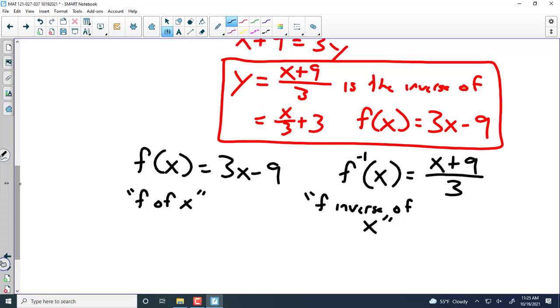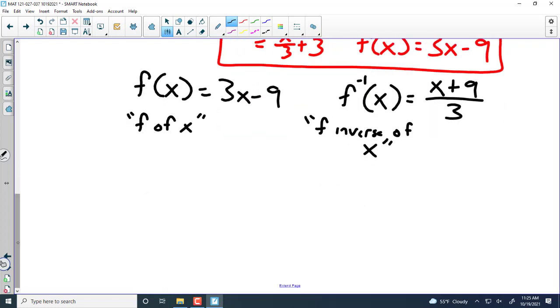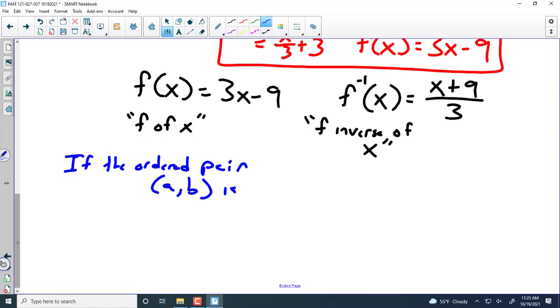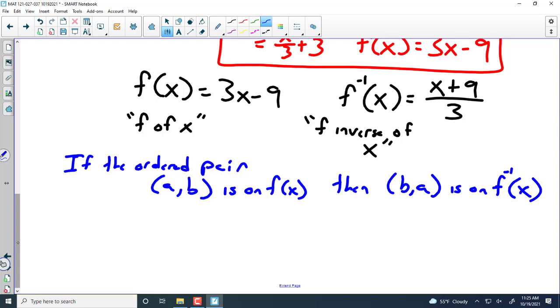And this is a way of telling people that we know, the mathematicians, we know that these two functions are inverses of each other. They're not just any two functions. They are inverses of each other. In other words, if the ordered pair (a, b) is on f of x, then (b, a) is on f inverse of x. We're telling people that we know that every single ordered pair on one of them has the swapped version on the other one.